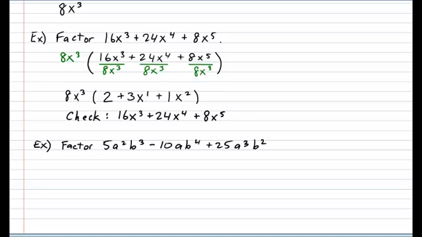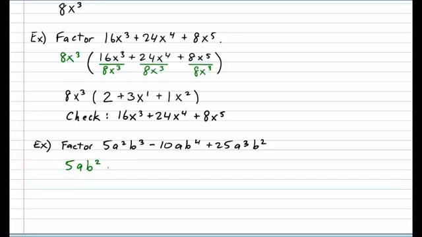Let's pull out that common factor. I'm going to put it in an important color. So, greatest common factor between 5, 10, and 25 is 5. There's an a in all the terms, so I'm going to pull out the a. And the smallest exponent on the a is 1, so just a. There's a b common to all of them, so I'm going to pull out the b. And the smallest exponent on the b is 2.